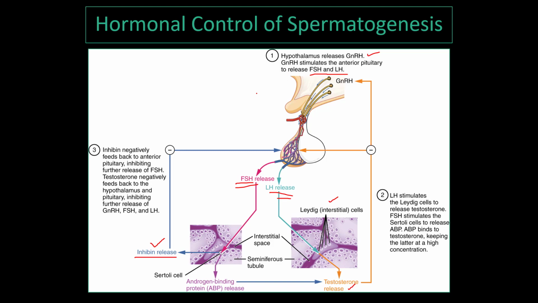The testosterone also provides negative feedback to the hypothalamus and pituitary, thereby inhibiting further release of GnRH, that is gonadotropin releasing hormone, FSH and LH. So here there is going to be the inhibin that is going to have a negative feedback on the secretions of the FSH and LH.